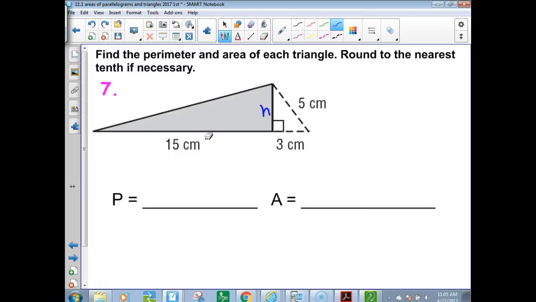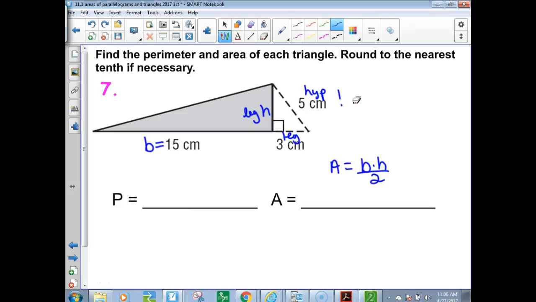So I'm going to need to know the base, which is right here, B, and I need to know its height, because area is base times height divided by 2. So the first step is going to be for us to find the height, and we're going to use Pythagorean theorem. The height here is a leg, the 3 is a leg, and the 5 is the hypotenuse. And we know that the Pythagorean theorem says that leg squared plus leg squared equals hypotenuse squared.